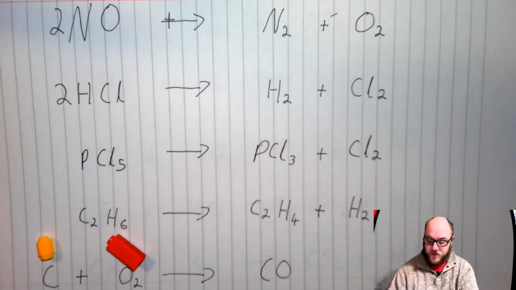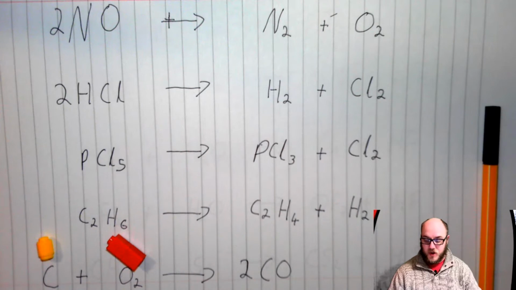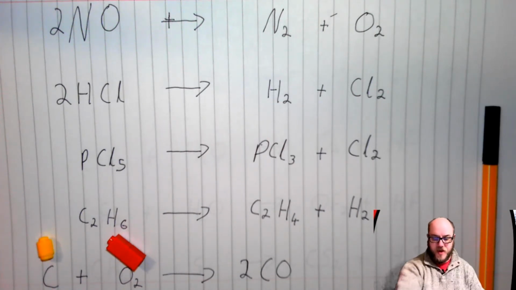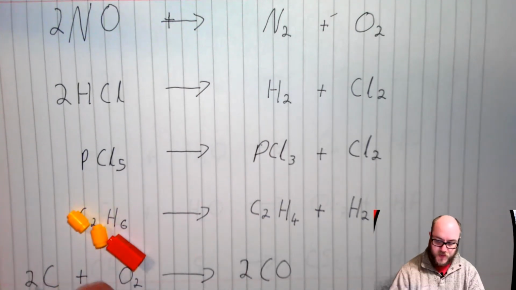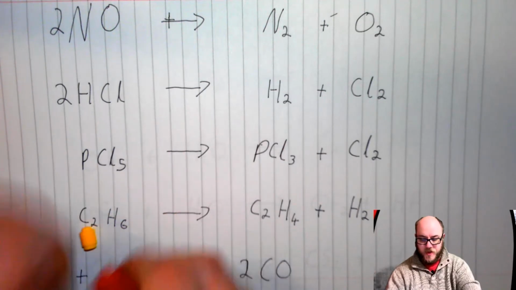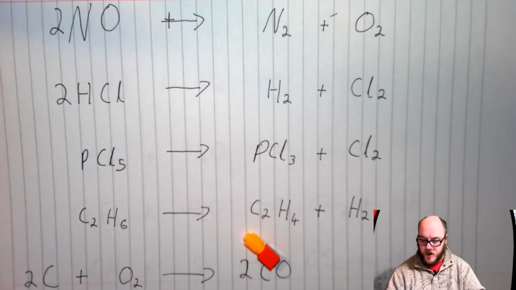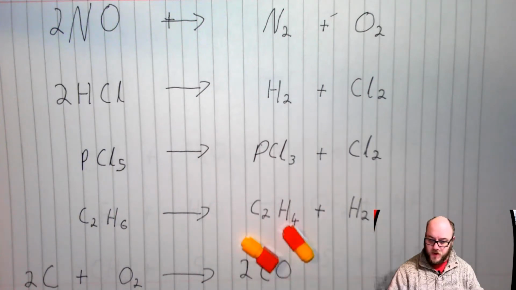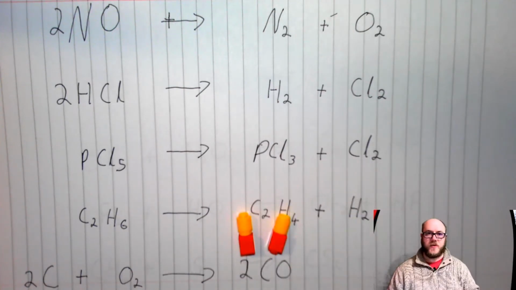So I make this so that I've got 2 oxygens, so I multiply that by 2. But now I've got 2 carbons. So what can I do to remedy that? Well, I simply add another carbon. So now I can show that my 2 carbons and my 2 oxygen atoms will form 2 carbon monoxide molecules. So there we go.